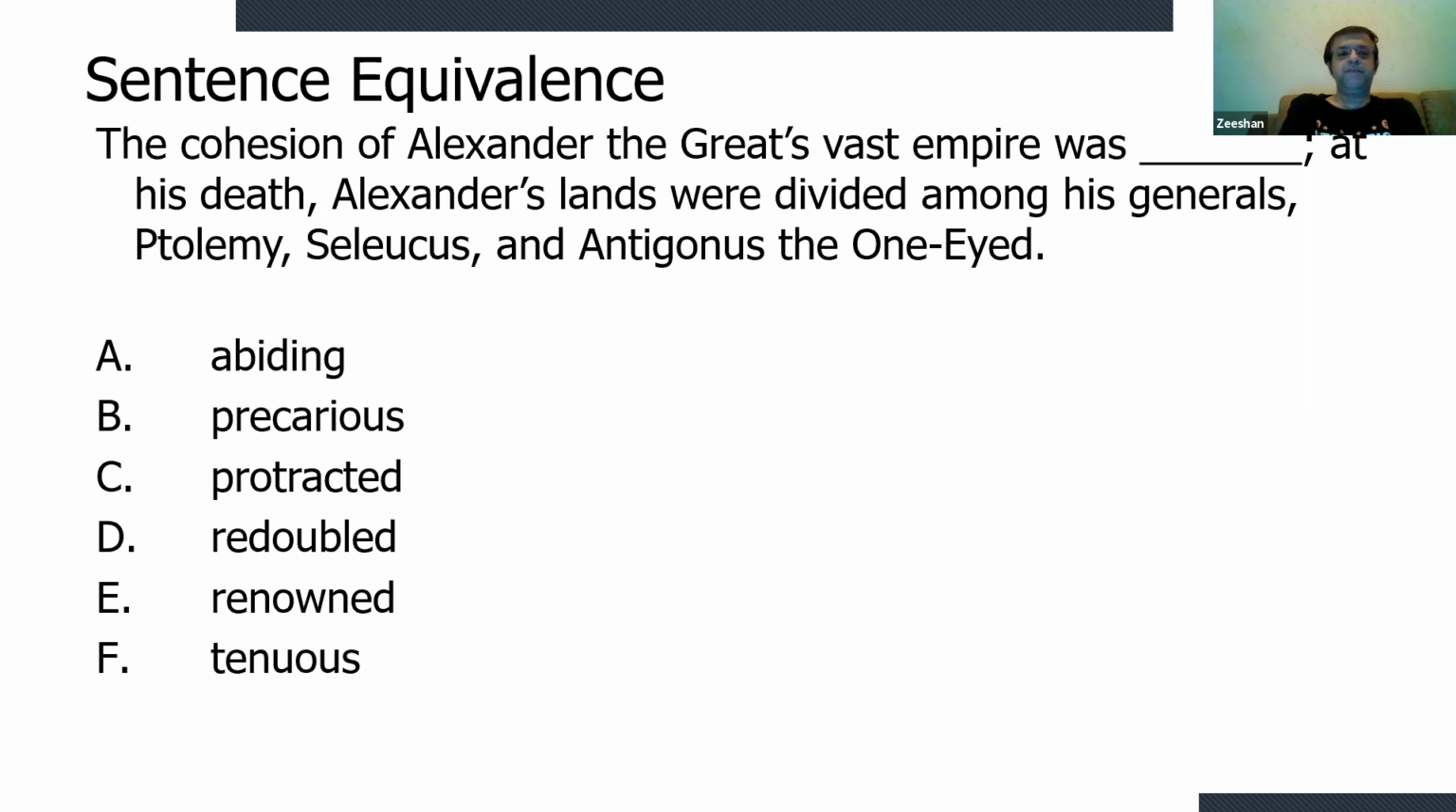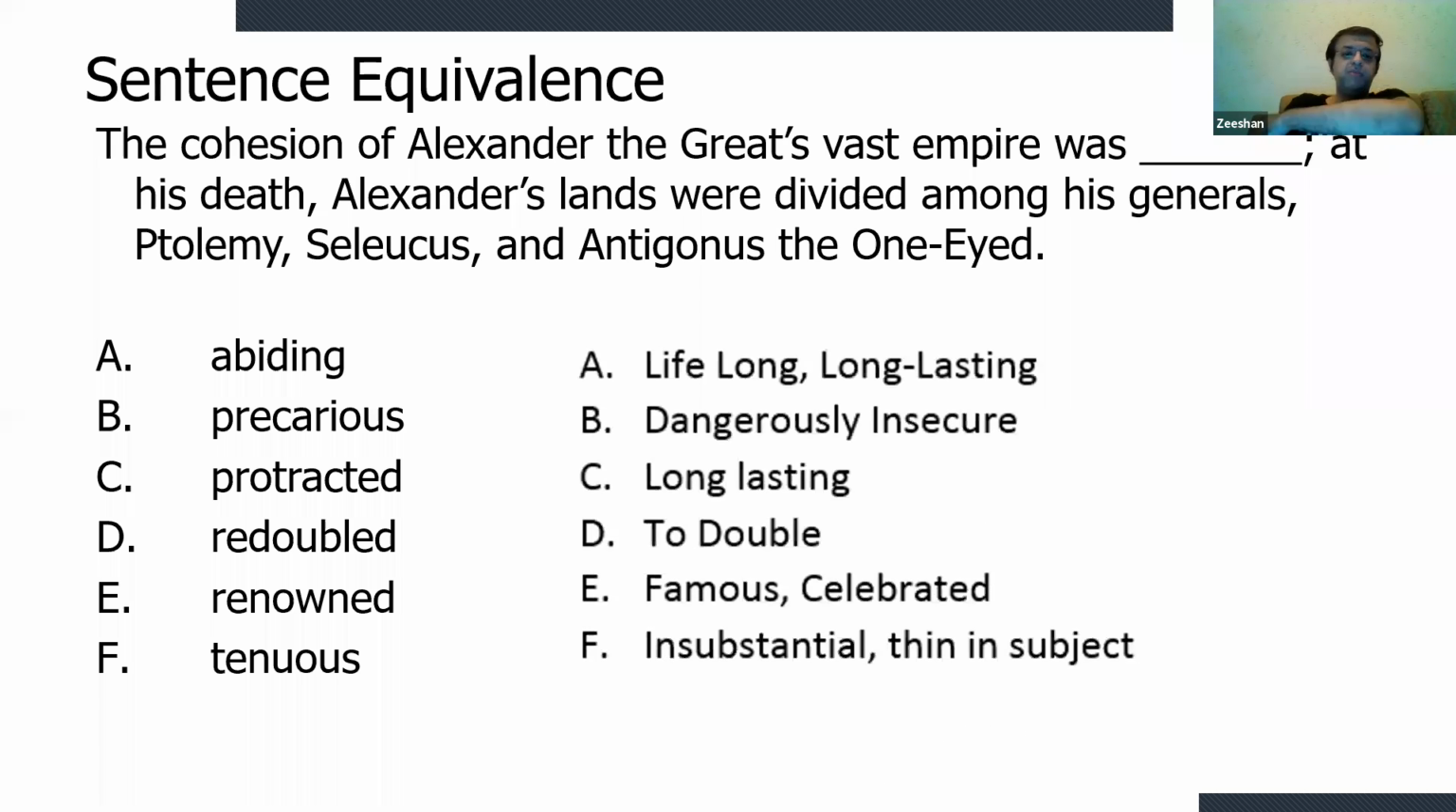Now here, what is cohesion? Cohesion means the strength of bonding. So if Alexander's lands were divided among his generals at the time of his death, this means the cohesion of his empire was not really strong. So let's look at the answer choices and let's do the process of elimination. Abiding. Let me show you the meanings as well. Abiding means something that lasts. This is not what we are looking for. We are looking for a word that shows that the cohesion was not strong.